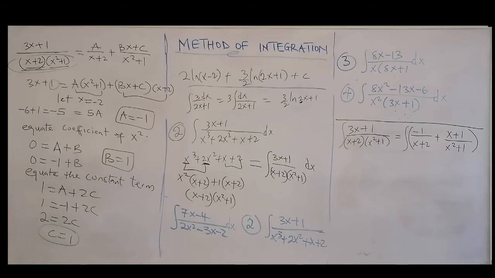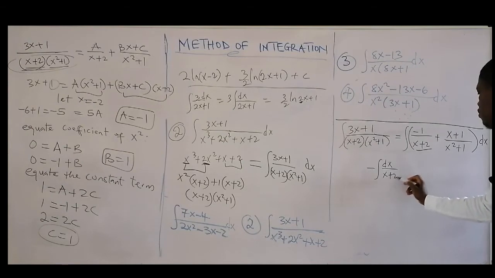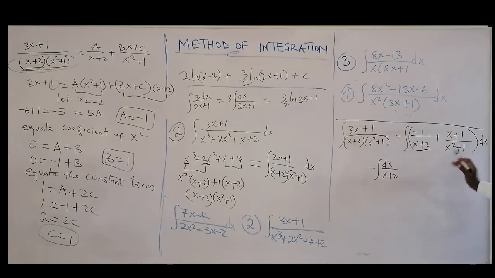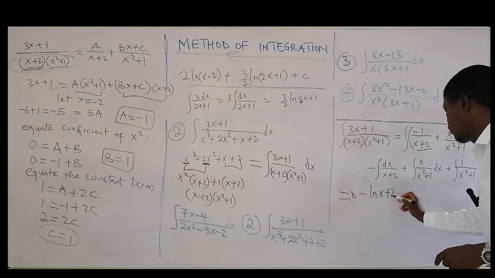So this is what we have. This will be equal to the integral of this, which is equal to minus the bracket dx over x plus 2. Okay, this one, 2x. We can split this one into 2 to make more sense. That will be equal to x over x squared plus 1 dx, then plus 1 over the integral of x squared plus 1. The answer will be equal to minus ln x plus 2.